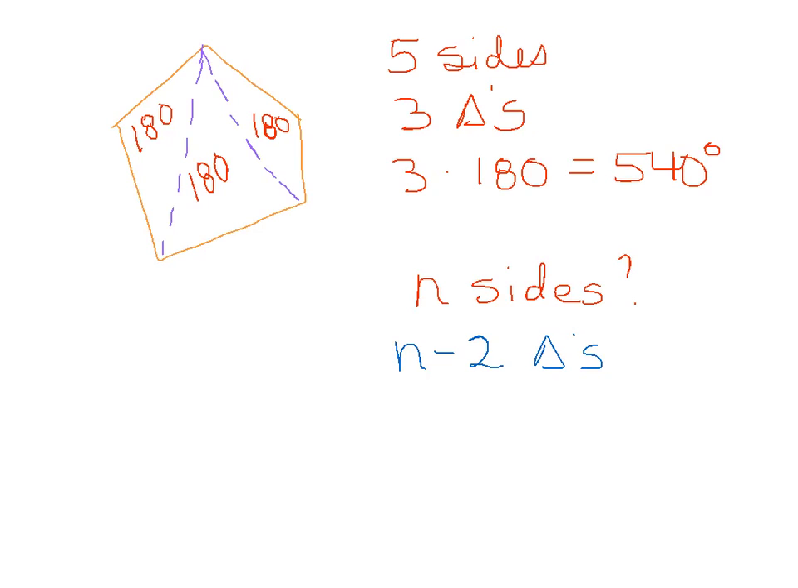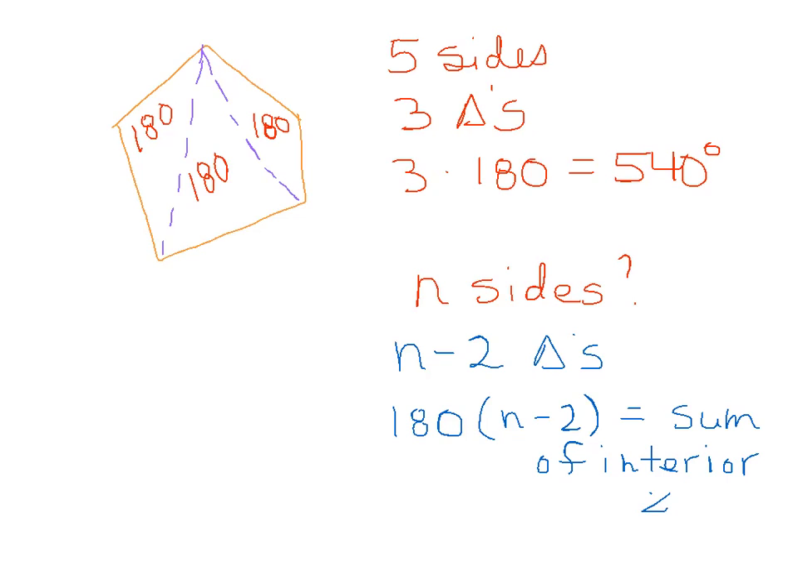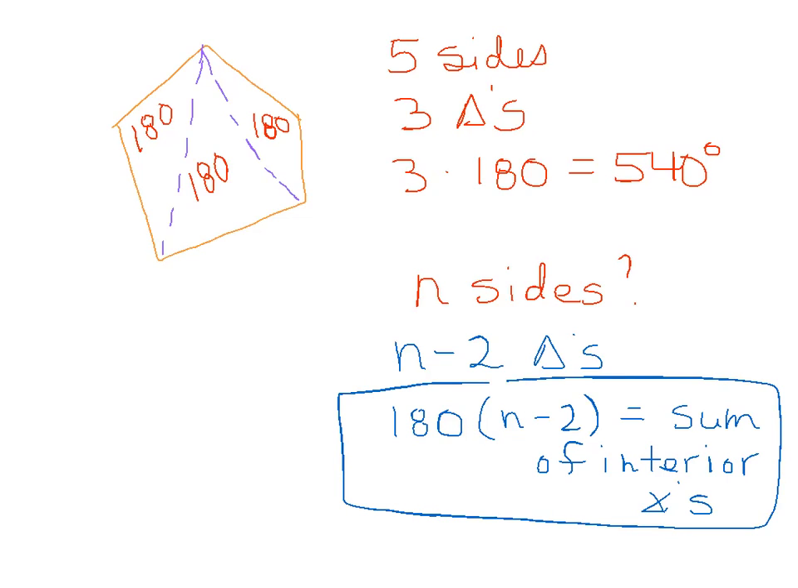And then to figure out the measure of the total, we'd take 180 for each triangle times the number of triangles. And that equals the sum of the interior angles. And that's actually a theorem for this chapter. What is the sum of the measures of the interior angles of a polygon? It's 180 times n minus 2, where n equals the number of sides of the polygon.